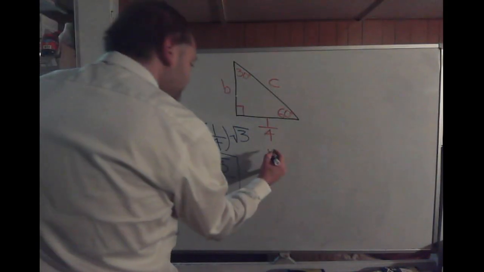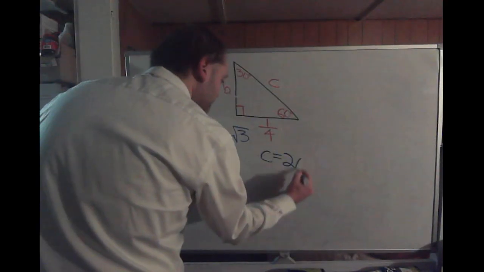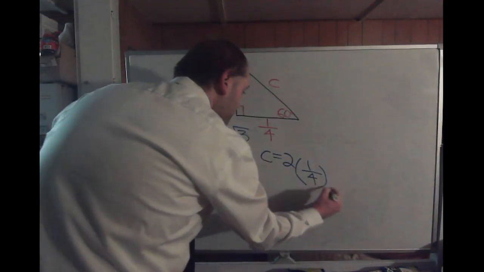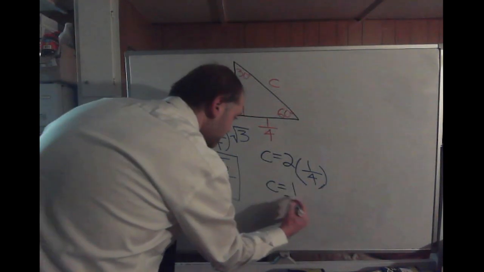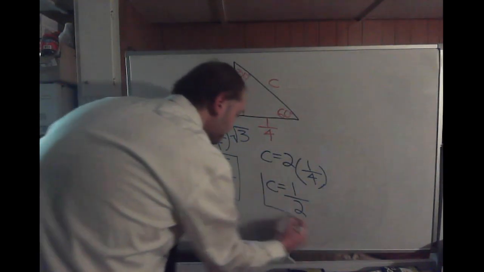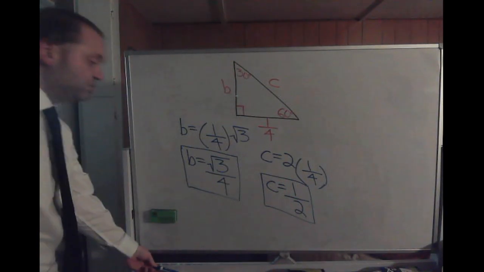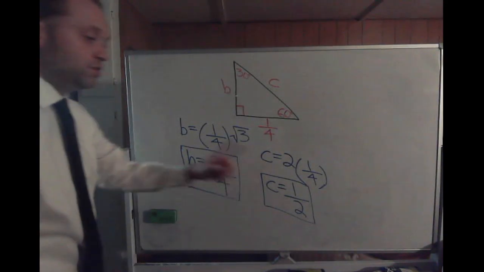Now to find the length of your hypotenuse, C, you would just take 2 times the length of your shorter leg, which would be 1/4, which in turn should end up giving you that C, the hypotenuse, is equal to 1/2. So the hypotenuse would then have a length of 1/2. So B is the square root of 3 over 4. C is equal to 1/2.